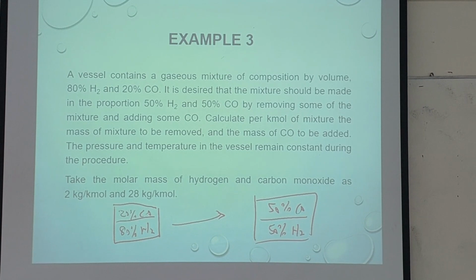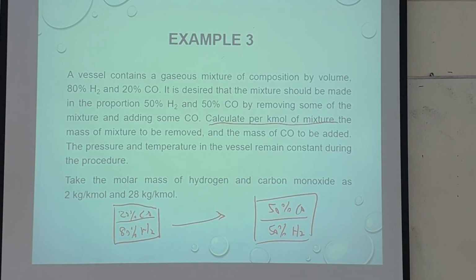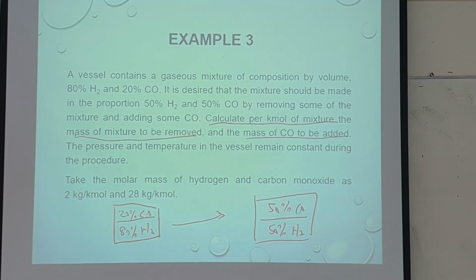So calculate per kilomole of mixture. So we assume the whole thing is 1 kilomole because here we say calculate per kilomole of mixture. The mass of the mixture to be removed. So what is the mass that you want to remove? And the mass of CO to be added. The pressure and the temperature in the vessel remain constant during the procedure, so we assume no change in temperature and pressure. Take the molar mass of hydrogen and carbon monoxide as 2 kg and 28 kg per kilomole.